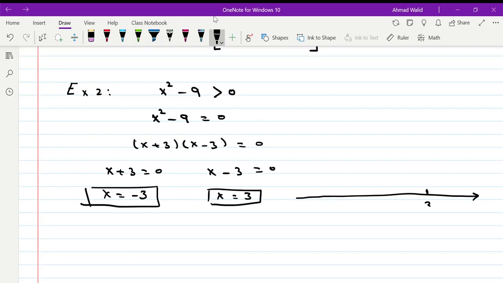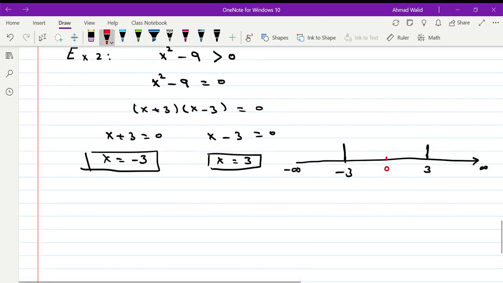Here is 3. I'll mark here as negative 3. Draw my boundaries. Here you have positive infinity. Here you have negative infinity. Pick up a test point. The easiest one is what? 0. But remember, where is 0? 0 is between negative 3 and what? And 3, correct? Plug in this number into the given inequality.